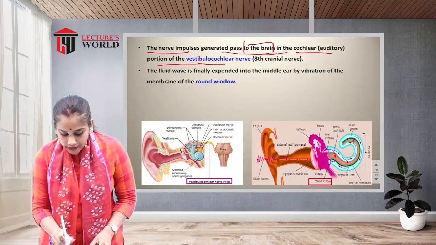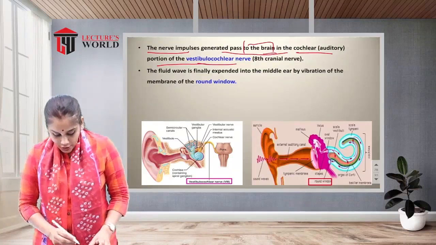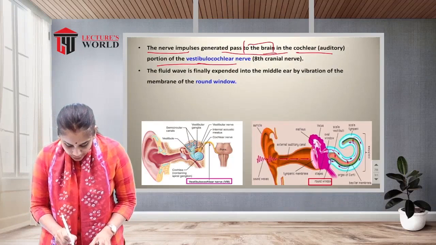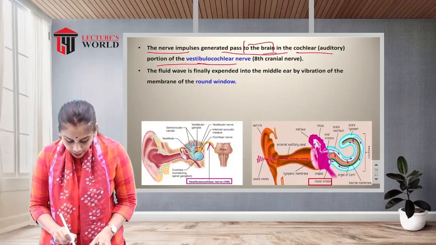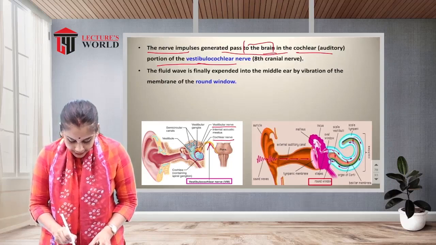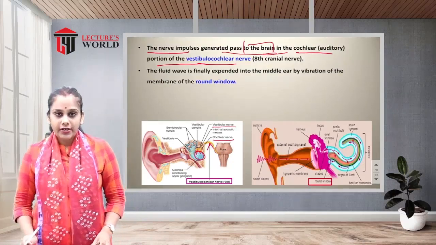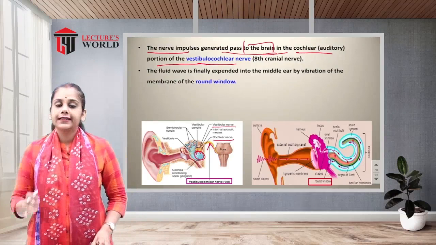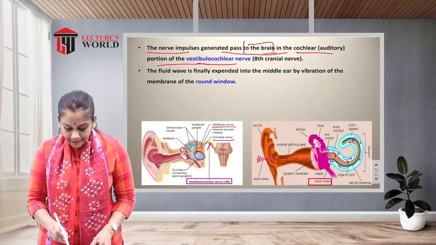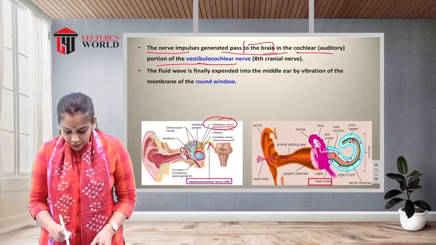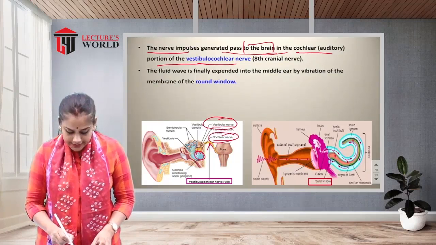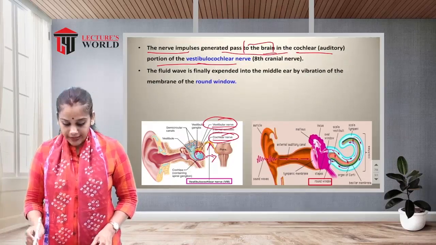With the help of the vestibulocochlear nerve, you can see this is the yellow color, that is the vestibulocochlear nerve, made of the vestibular and the cochlear nerve. The vibrations are generated with the help of the cochlea. Nerve impulses are generated in the vestibular nerves, and with the help of the cochlear nerves these nerve impulses go into the brain.